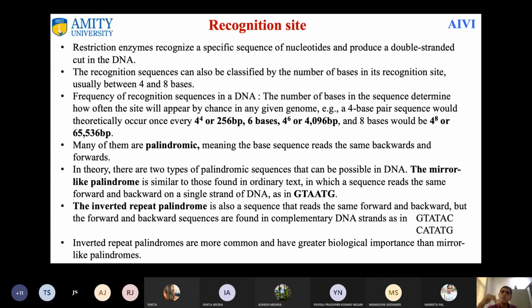It may be 6 also, like GTATG, it can be 7 also. You can put one more G here, and so on. So what is the length, what sequence are they recognizing? The recognition site is simply a sequence which your enzyme recognizes to produce a cleavage. If your enzyme doesn't find its recognition sequence, then it won't produce any cleavage. Is it done? Yes, sir.